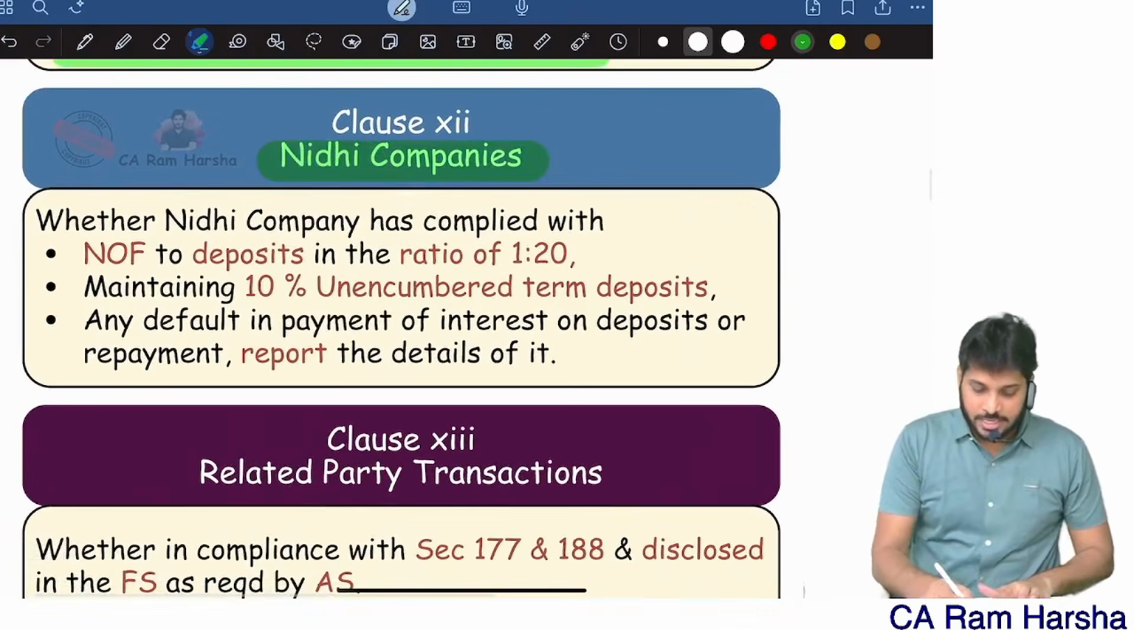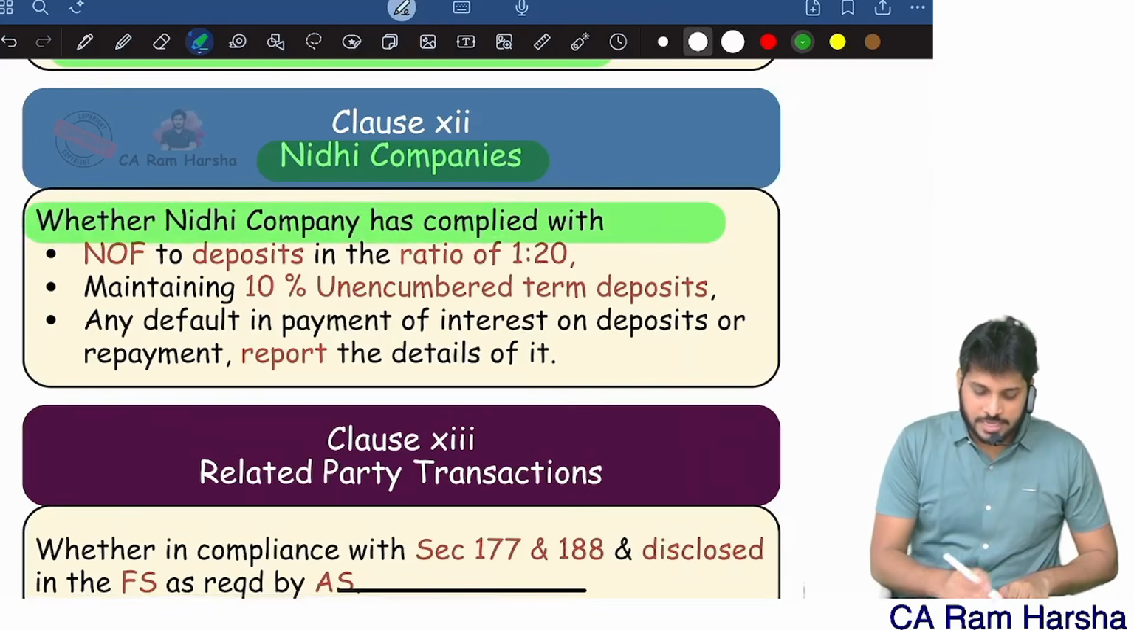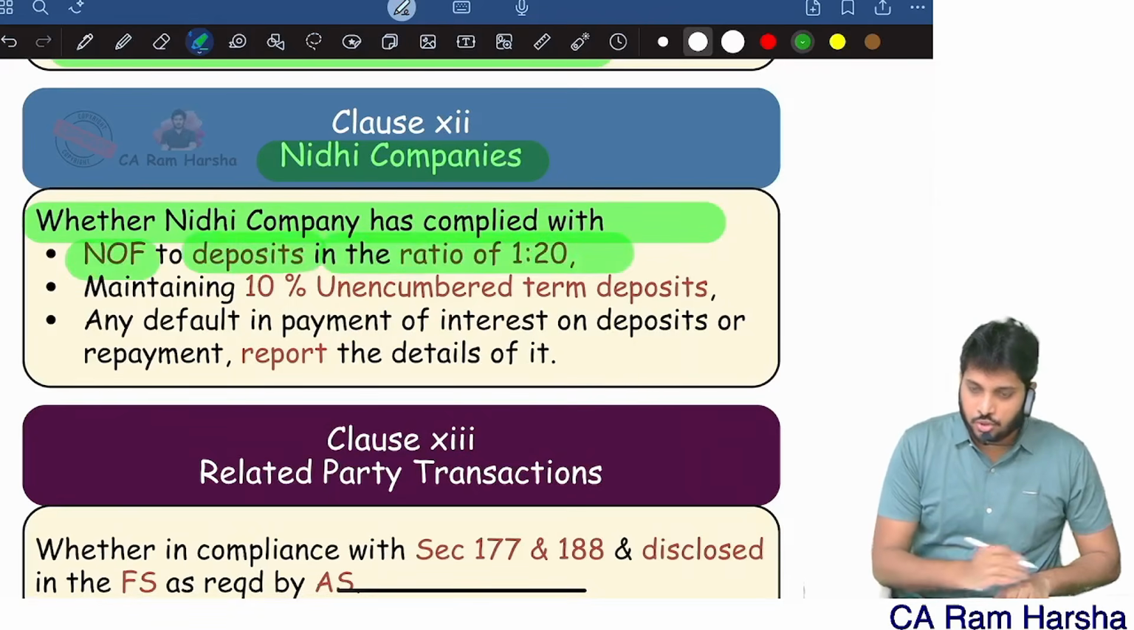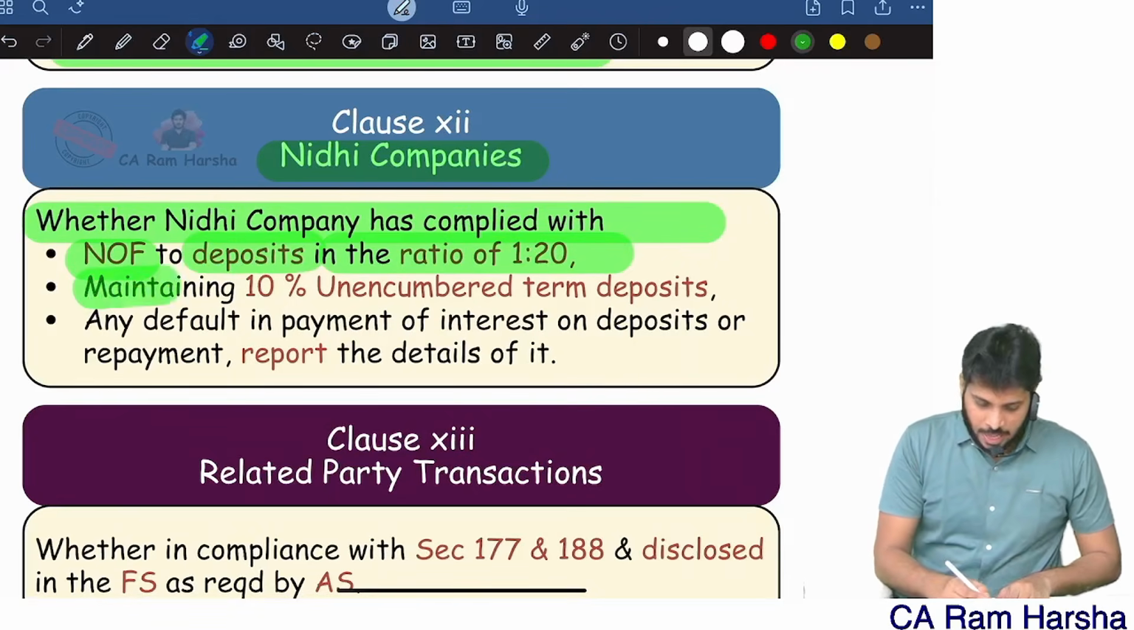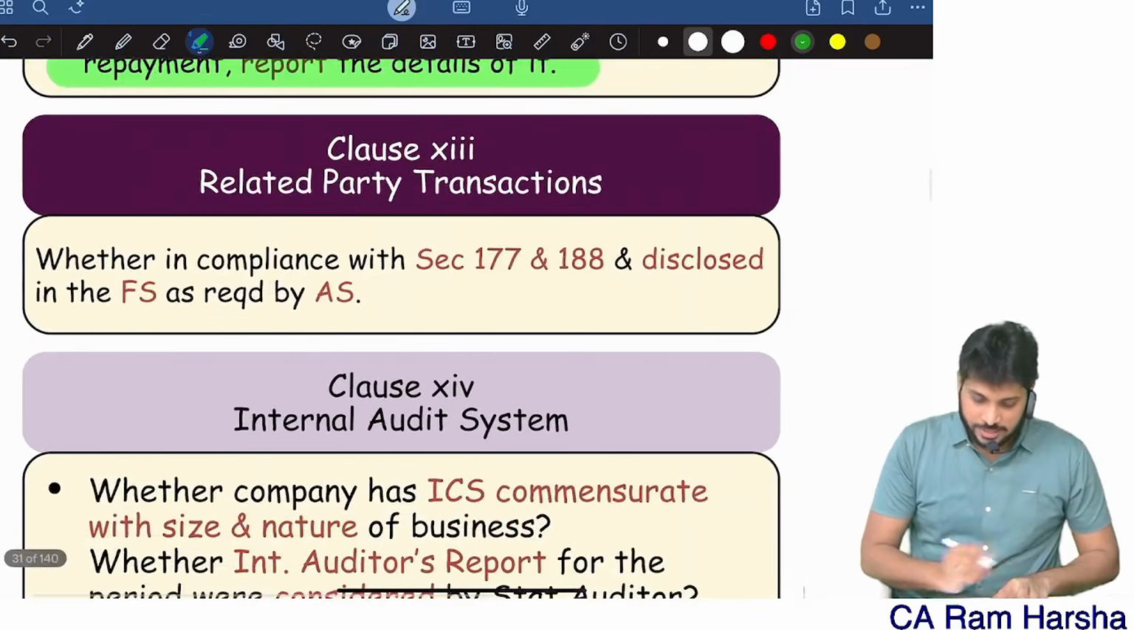Next, Nidhi company. This point is exclusively applicable for Nidhi company. Whether Nidhi company has complied with net owned funds to deposits ratio of 1:20. Whether the Nidhi company maintained 10% unencumbered term deposits. Whether the Nidhi company defaulted in repayment of interest deposits, all that. Check out.